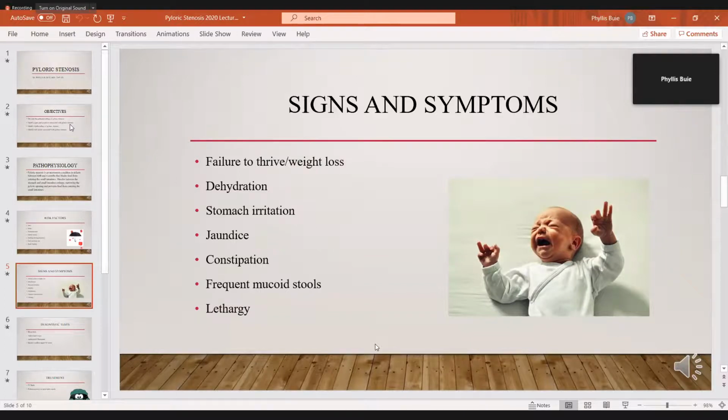You may actually even be able to see stomach contractions. If the baby is very thin, you may be able to see the peristalsis in the upper part of their abdomen soon after they eat, maybe just right before they're getting ready to vomit. You can see the peristalsis increasing. And this is caused by the stomach muscle trying to force the food through that narrowed pylorus, and it can't do it.